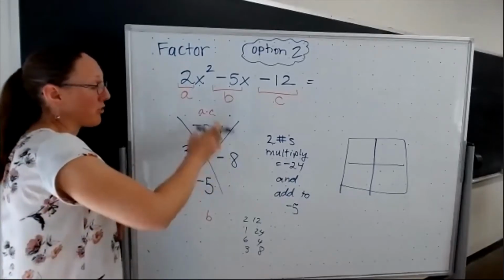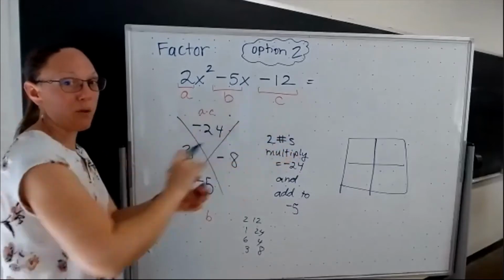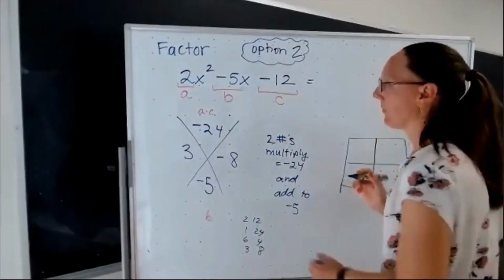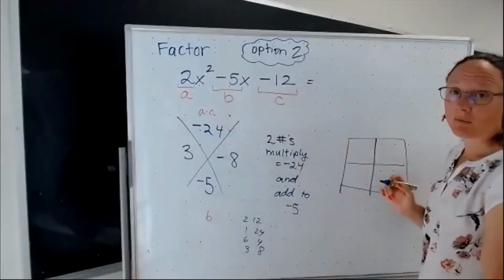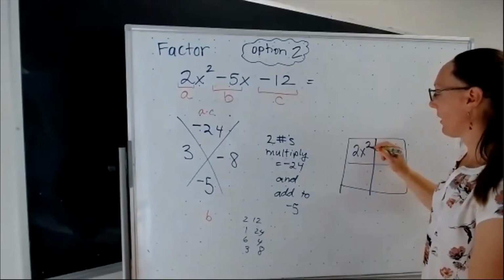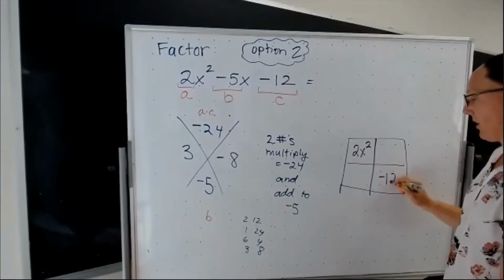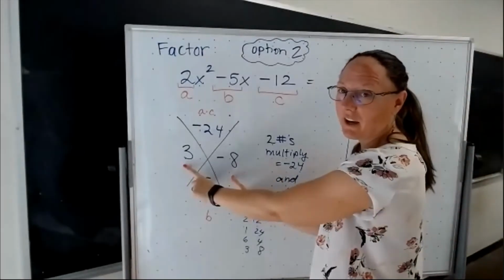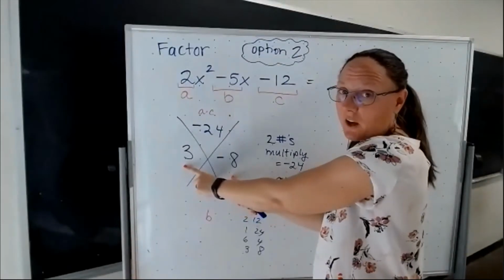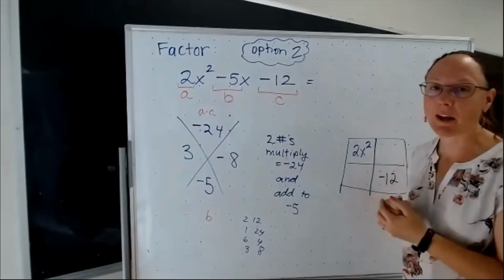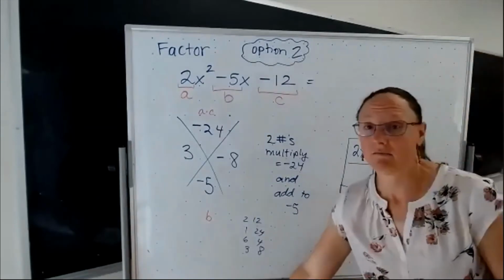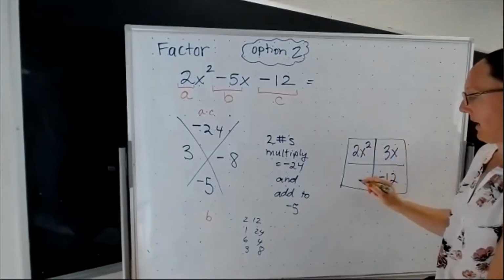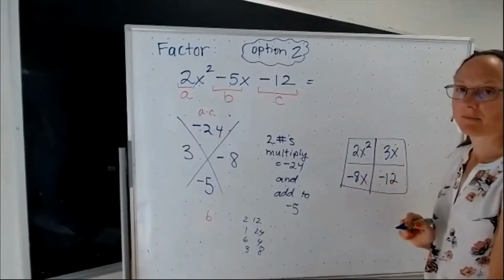Now my next step, after I've figured out what goes in the X, is I fill out the box. To fill out the box, I'm going to start by looking at that A and C term, and I'm going to put the 2x squared here, and I'm going to put the negative 12 here. And then I'm going to take these 2 numbers that we just got, the 3 and the negative 8. I'm going to attach x's to them and fill in these 2 boxes. It doesn't matter what goes where. It'll all work out the same way in the end. So let's say that I decided to put the 3x here and the negative 8x down here.